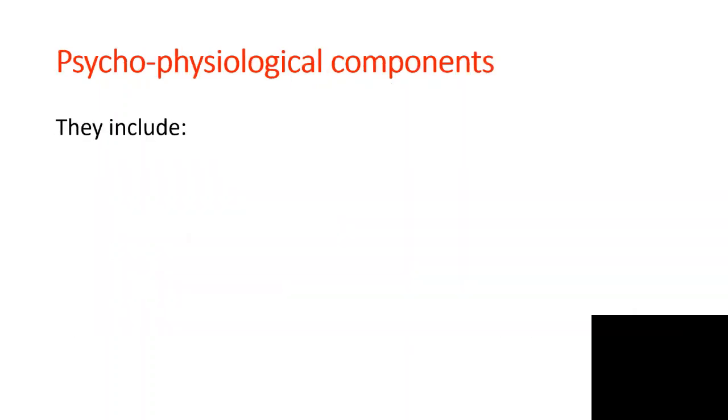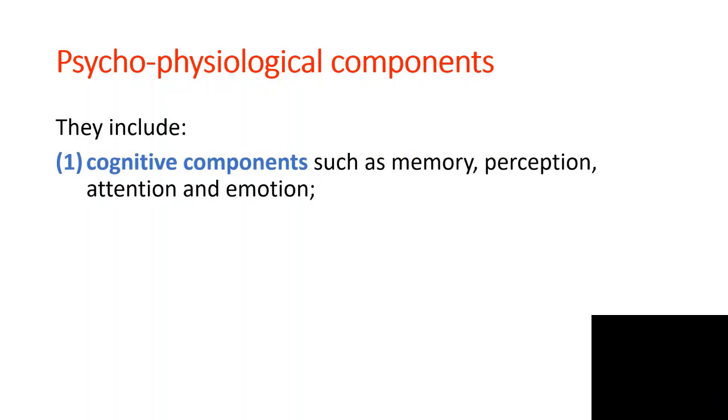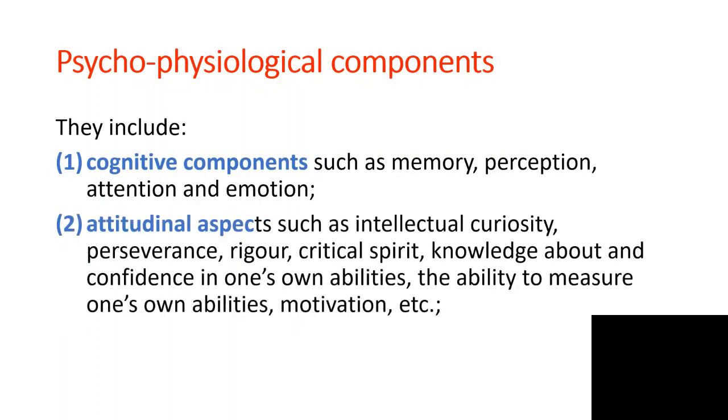And finally, the psychophysiological components. They used to call it competence, but they have decided to change to components, because some of them are not really skills or competencies, but attributes. The cognitive components: memory, perception, attention, emotion. The attitudinal aspects, like intellectual curiosity, perseverance, rigor. So these are the dispositions that a translator would have, or would have to develop and acquire in order to engage in translation with some success.